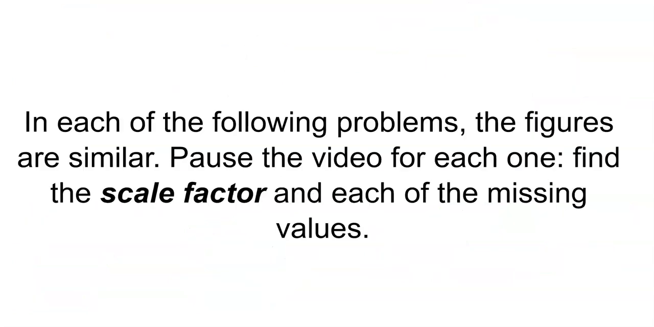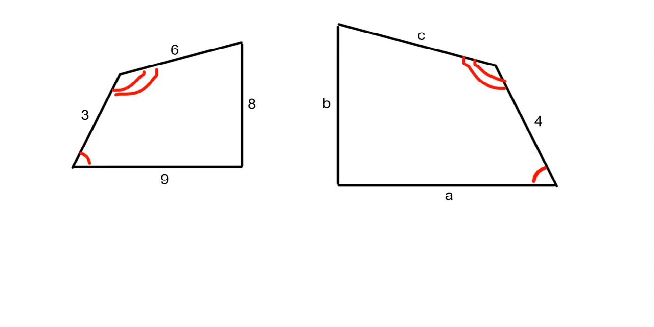So what you're going to do for these last 2 problems is you're going to find the scale factor and each of the missing values. Once you're done with those 2, that is the end of the video, and we'll do a quick reminder and wrap up of what similar figures are. So first, in these 2 figures here, 2 congruent angles are given. I am telling you that they are similar, so use that information to find the scale factor as well as the missing values for A, B, and C. Pause the video. When you're done with that, we'll go through the answers and get on to the last practice problem.